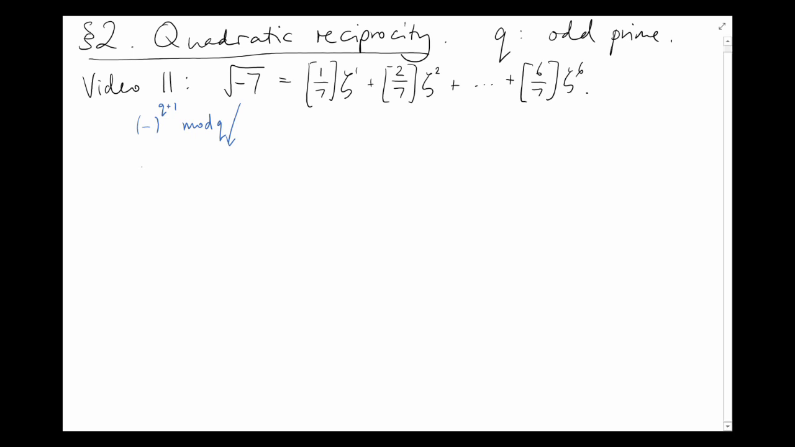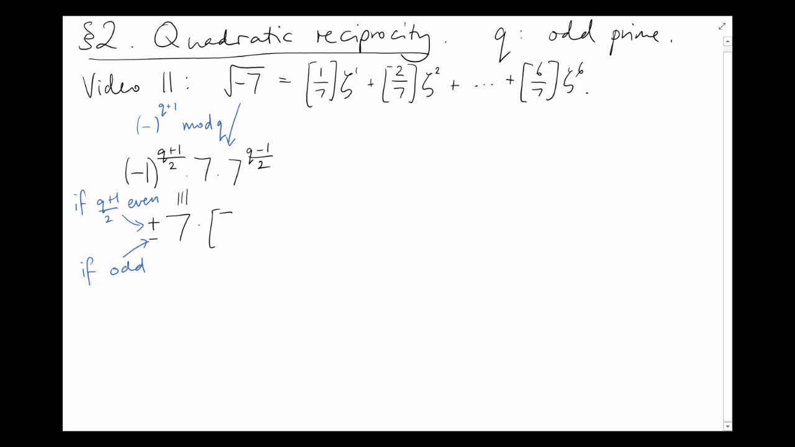Let's rewrite the left-hand side by taking out all the minus 1s and a single factor of 7, so that we're left with 7 to the power (q minus 1)/2. Okay, this part here is going to be plus 1 if (q plus 1)/2 is even, and minus 1 if (q plus 1)/2 is odd. Okay, let's bring this 7 down. And Euler's criterion tells us that mod q, this part is equal to the Legendre symbol (7/q).